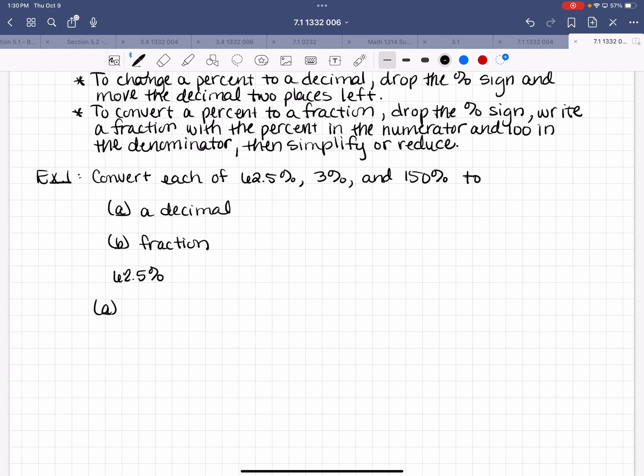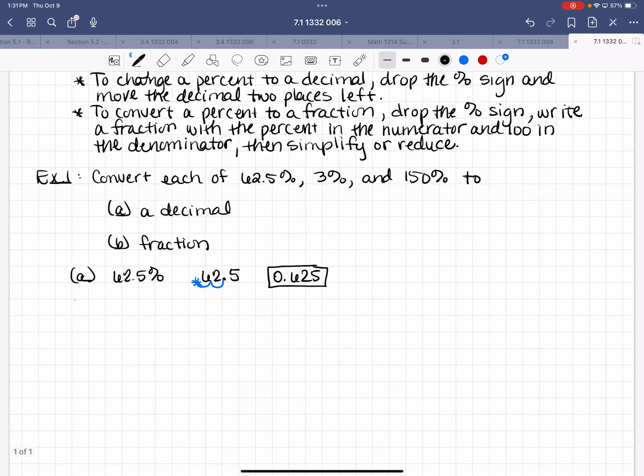Okay, so A, we want to convert that to a decimal. So I'm going to drop the percent sign. That's going to give me 62.5. Then I'm going to take that decimal and move it 2 places to the left, 1, 2. So I will get 0.625. There's A.